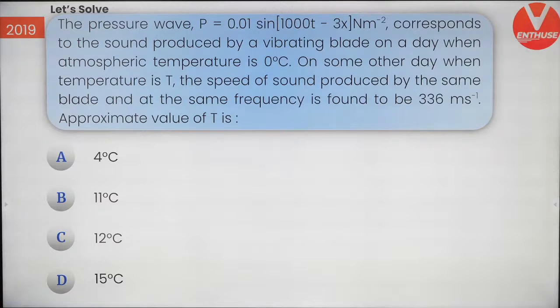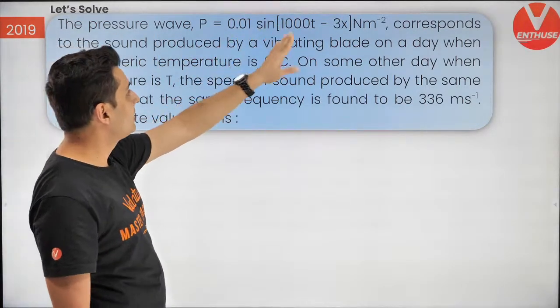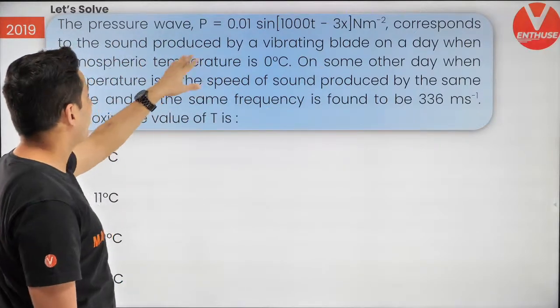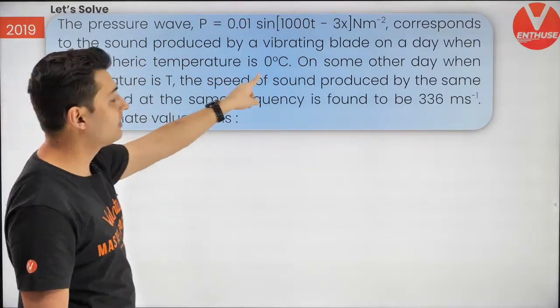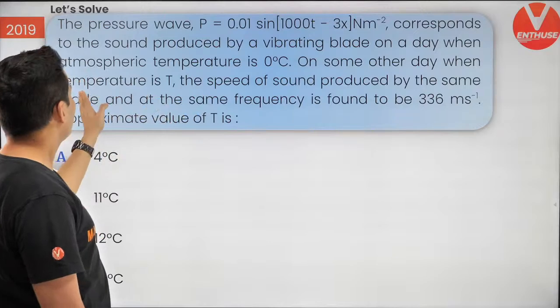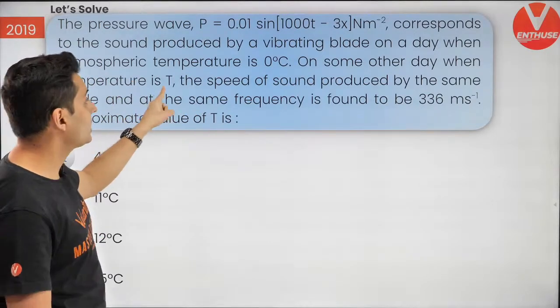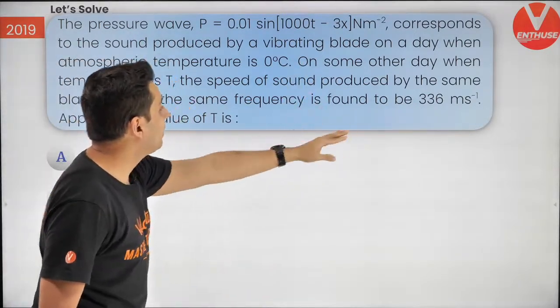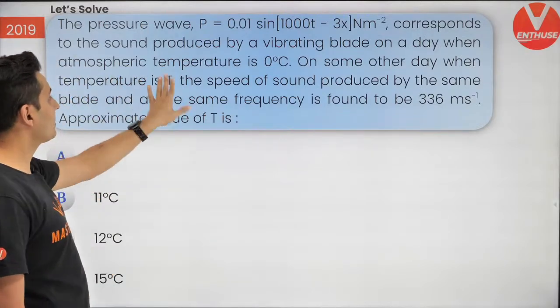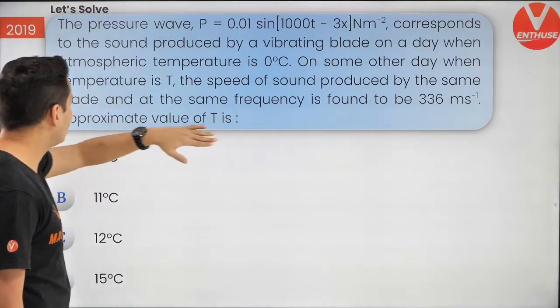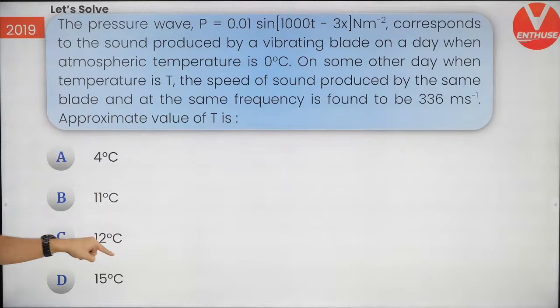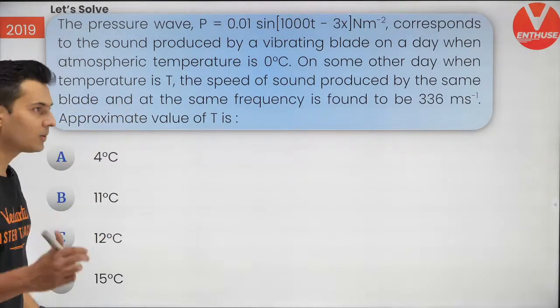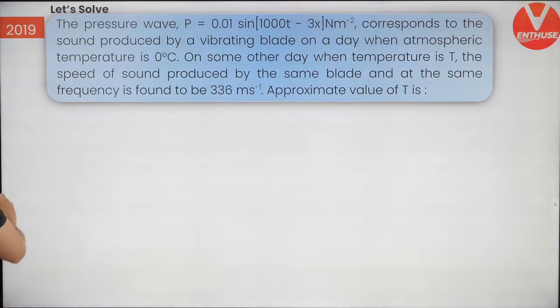Next question up here. Okay, let's do this. The pressure is given by this equation for a sound wave, and atmospheric pressure is at 0 degrees Celsius, and on another day the temperature is T. The speed of sound on that day when the temperature is T is 336. So what is the approximate value of T? Let's do this.